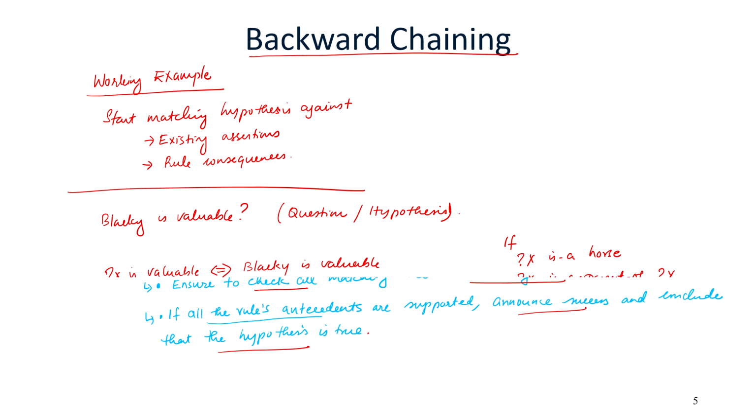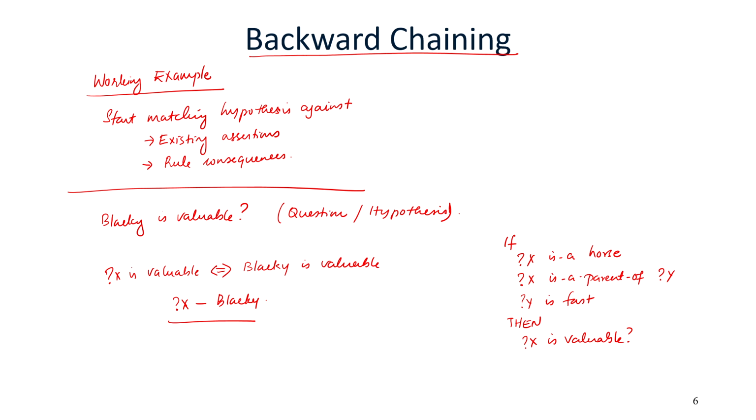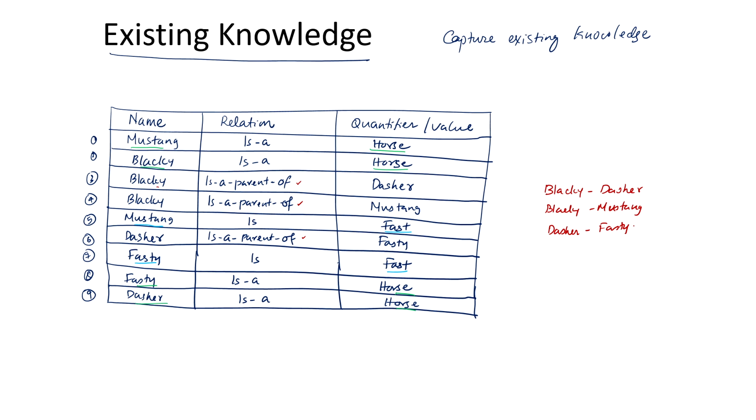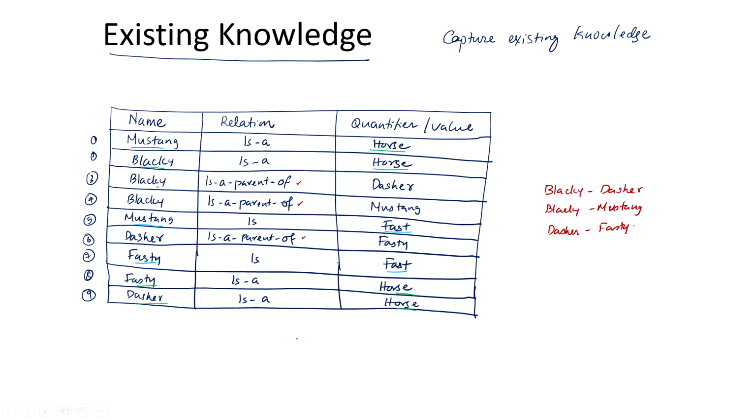The algorithm says for each rule whose consequent matches the current hypothesis, you go through the antecedents. The data that you have in the database, we need to match. So now we start with Blackie. With Blackie, how does the backward chaining work? The next thing is: if Blackie is a horse, is this true? We go back and Blackie is a horse. Okay. So the assertion is matched.